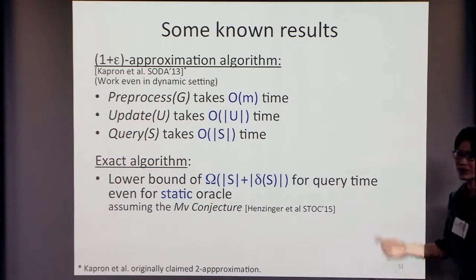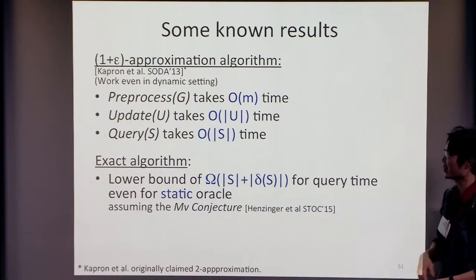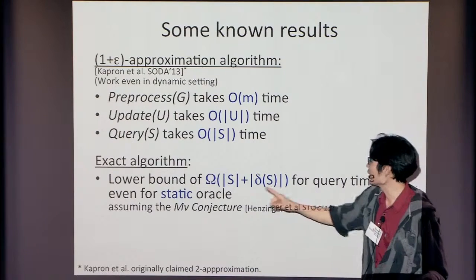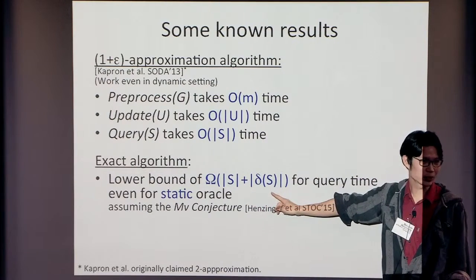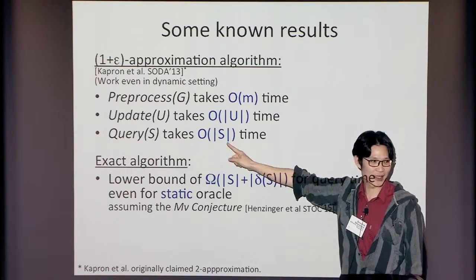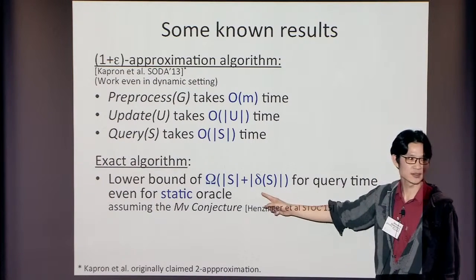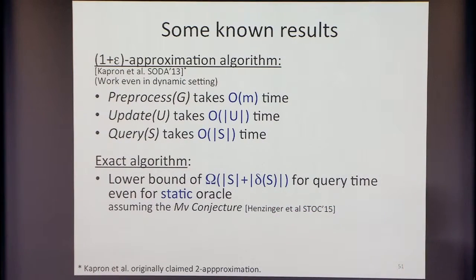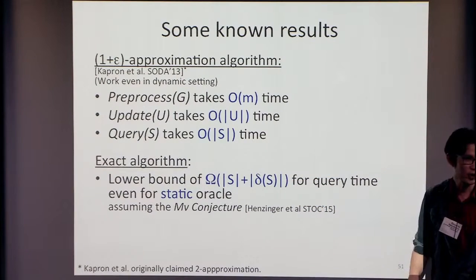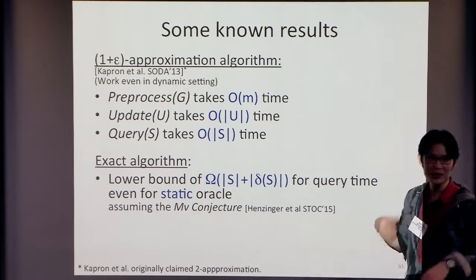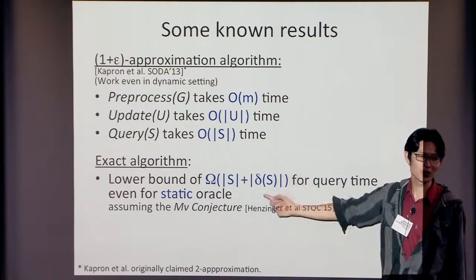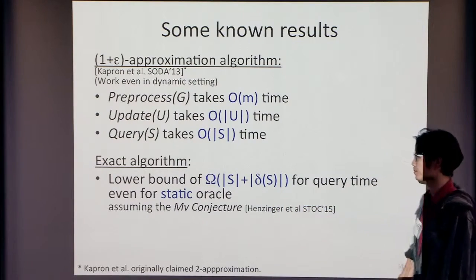How about exact algorithm? You can show that actually there is a lower bound if you want to assume something. The lower bound will be S plus the size of the output that you want to answer. So you should compare to this upper bound. You cannot actually get this. You need this extra term, delta S. And this is for the query time, even for the static oracle actually. And even if you have a lot of pre-processing time, this still happens. You still need this lower bound.